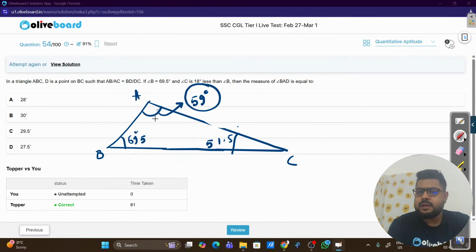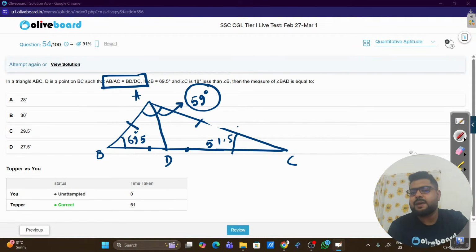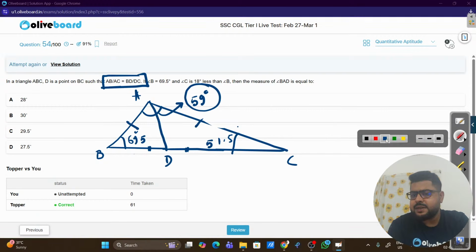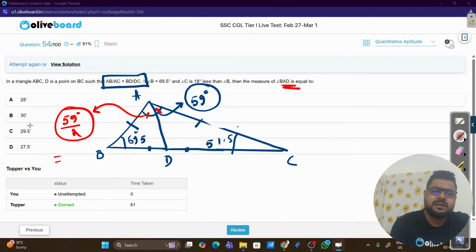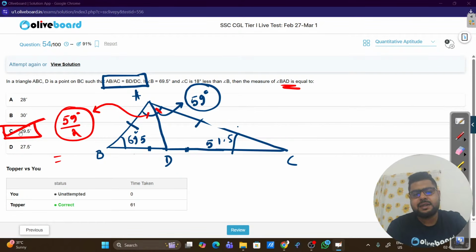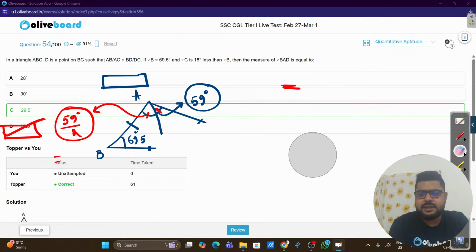This is angle A. Now they are saying AB by AC is equal to BD by DC. This is D. So this is the internal angle bisector theorem. When does it happen? When these two angles are the same. So they are asking BAD is how much? This angle. The total angle is 59. BAD will be 59 by 2. So just calculate, this will definitely be 29.5 degrees. This is a simple internal angle bisector theorem question. Simple question.